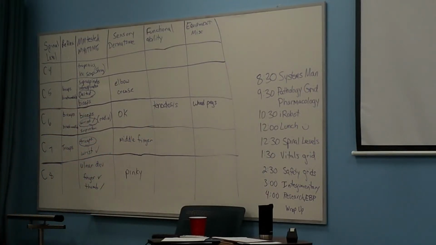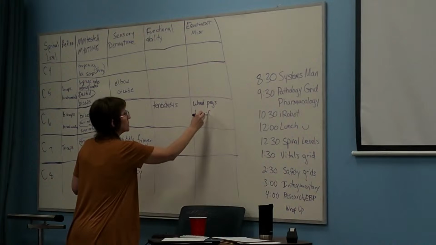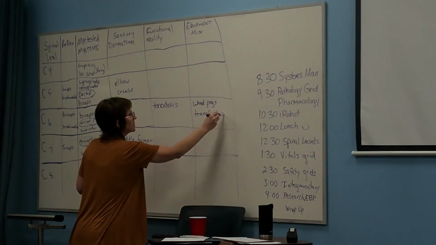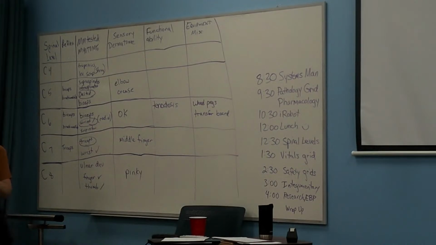What else do they need? How would they transfer bed to chair? They're going to need a sliding board at least, right? Because they can't. So transfer board. Let's just be simple about it.